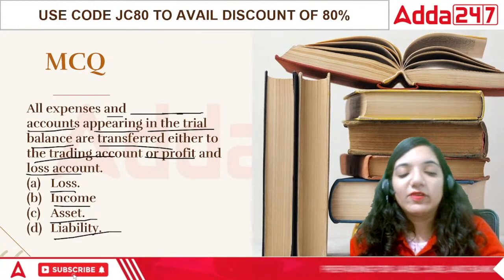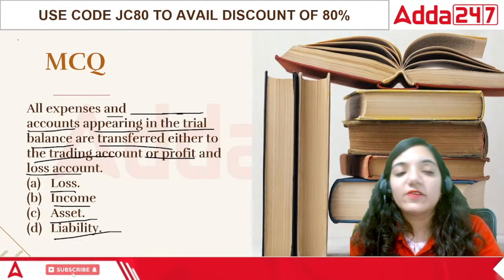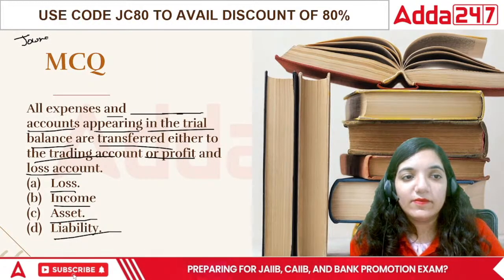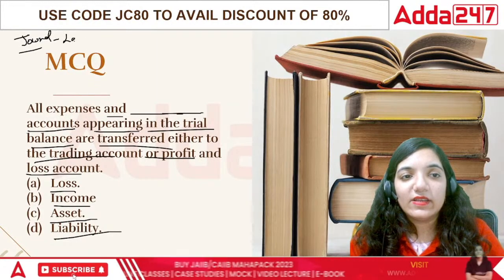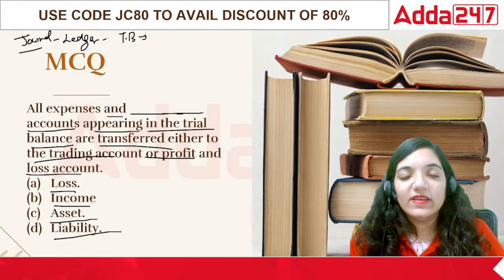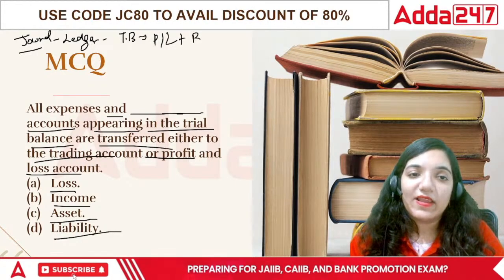Let me give you a brief about it as well. First of all, this comes after the area of trial balance. First we create a journal, then we create a ledger, then we create a trial balance, and then we create the profit and loss account, and then we create the balance sheet.